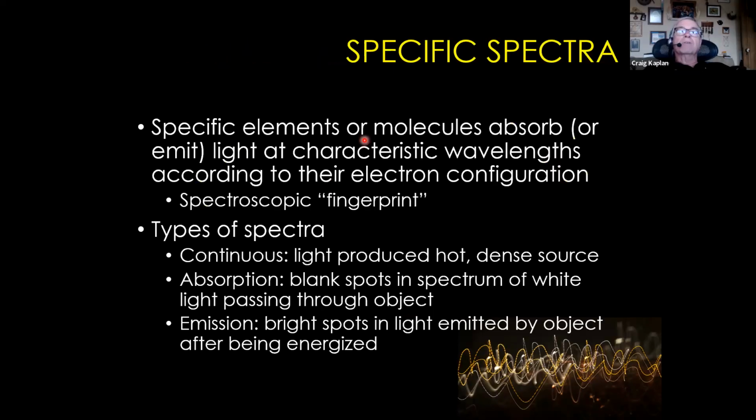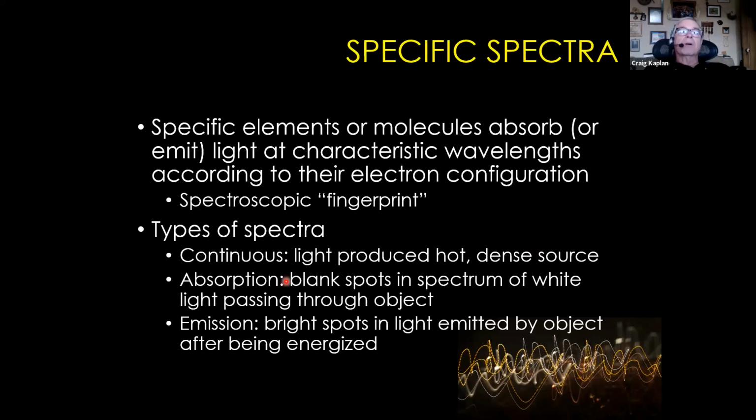So, specific spectra. As I've been hinting at, specific elements or molecules absorb or emit light at characteristic wavelengths according to their electron configuration. And this is referred to as their spectroscopic fingerprint. I've already talked about absorption and emission spectra. A continuous spectrum is simply light produced by a hot, dense source like our sun that has all the wavelengths, all the visible wavelengths in it.